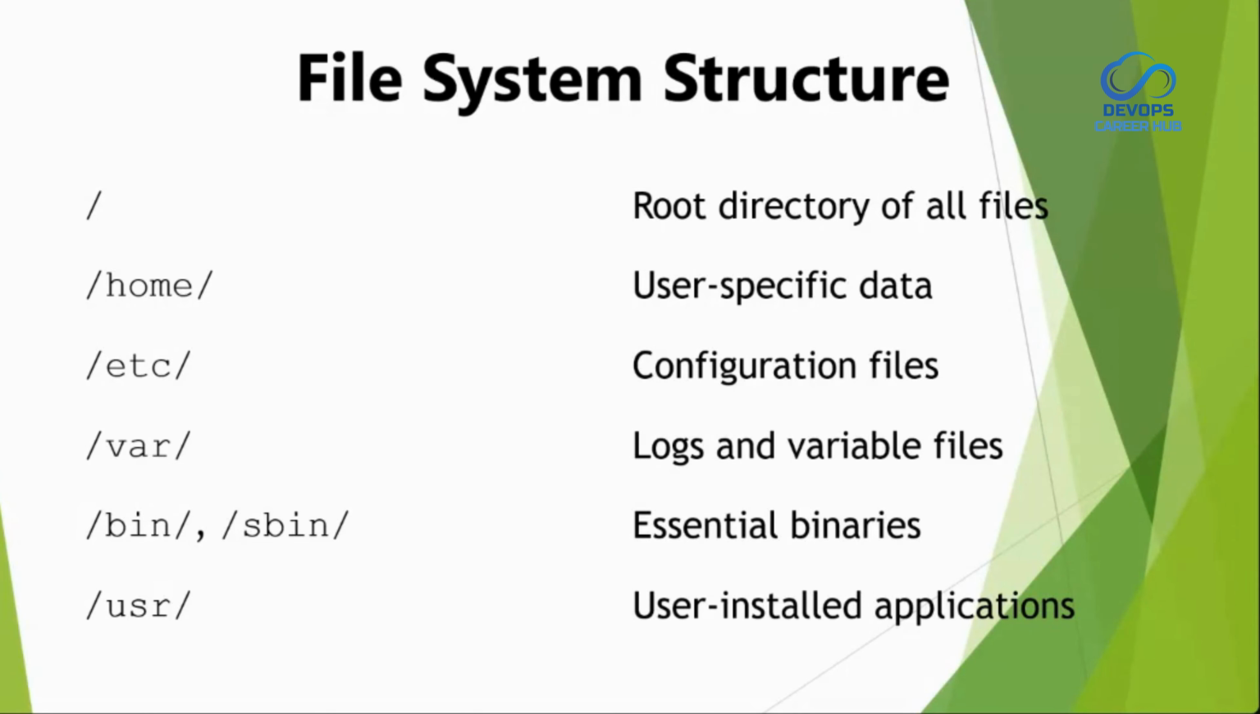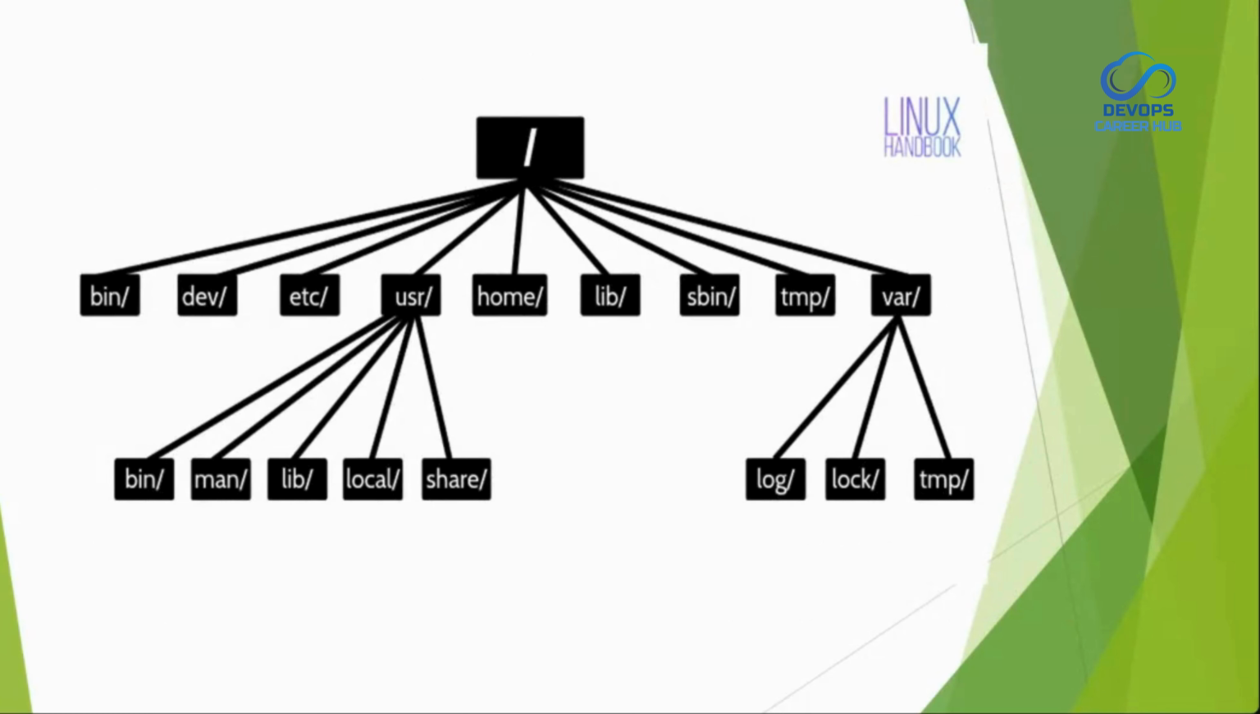For the file system, it is divided into bin, dev, etc, usr, home, lib, sbin, tmp, and var. Bin has the binary executables, dev has the device files, etc has the configuration files, and usr has the user programs. Slash man has the manual pages, whatever you see when you enter the man command. Whatever you have created locally is reflected in the local user bin.